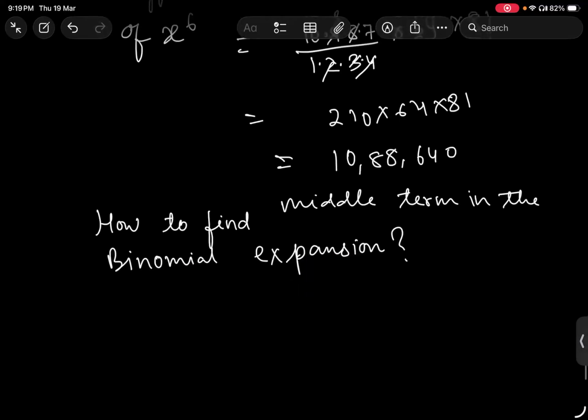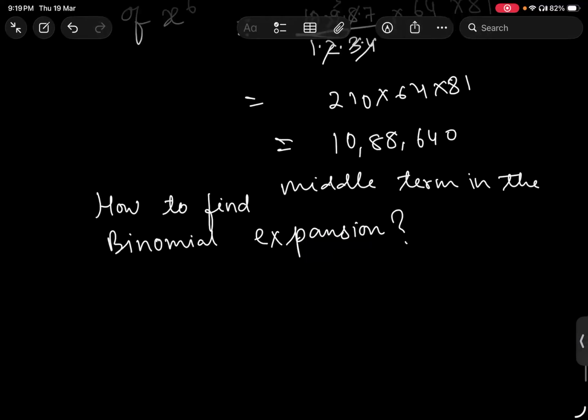So in the binomial expansion, we will be finding the middle term. Suppose we have to find the middle term in the expansion of (a + b) to the power n. The middle term will depend upon the value of n. So first case: n is even.